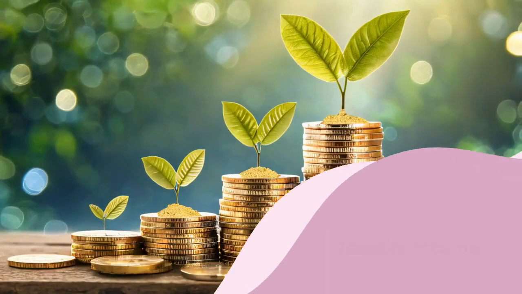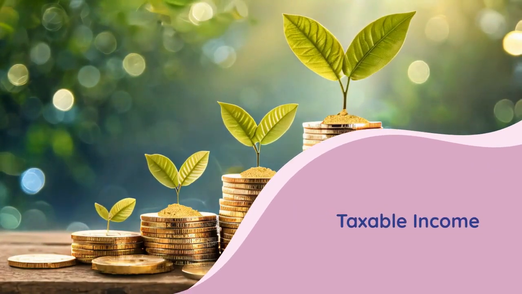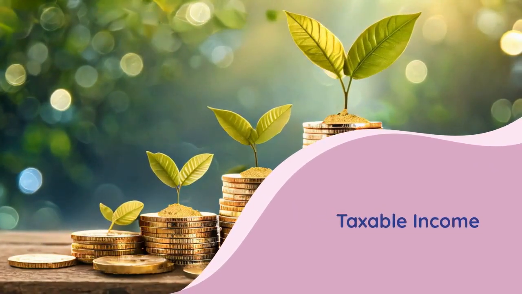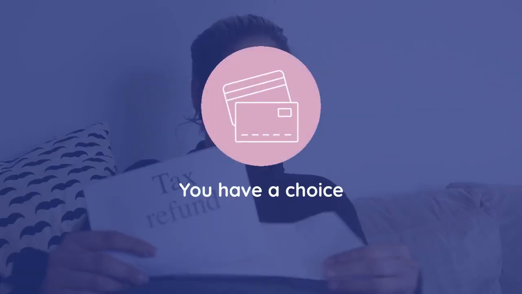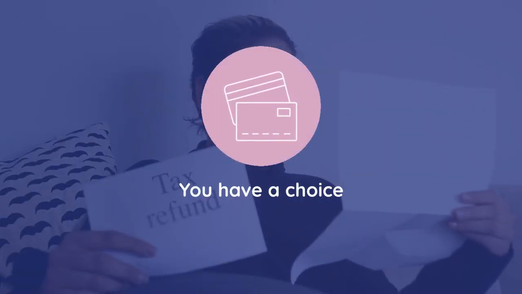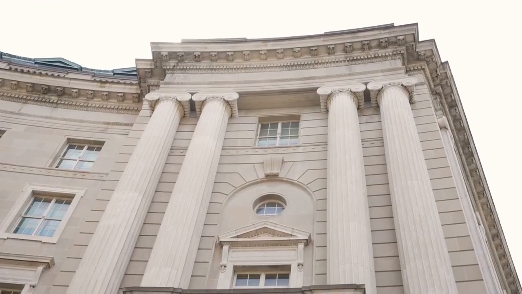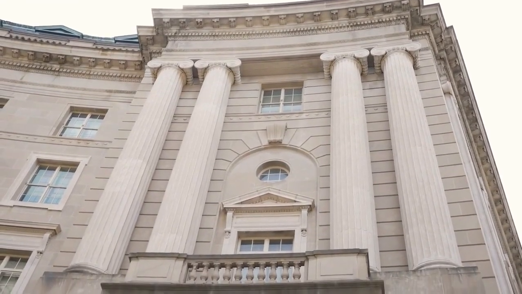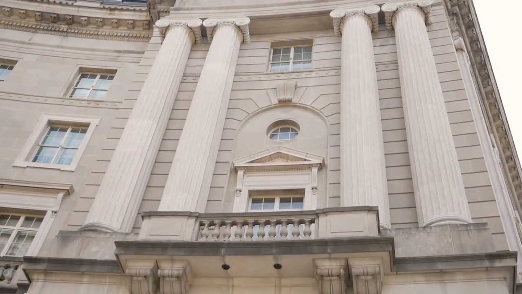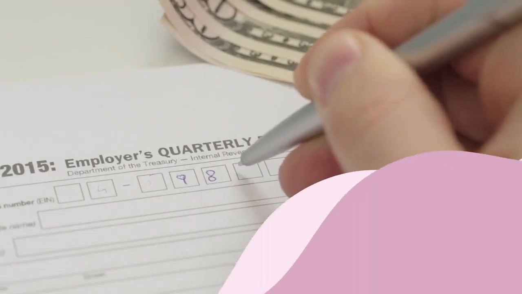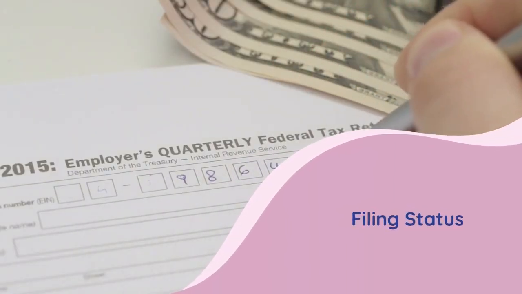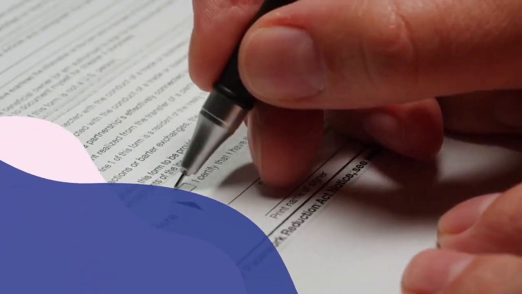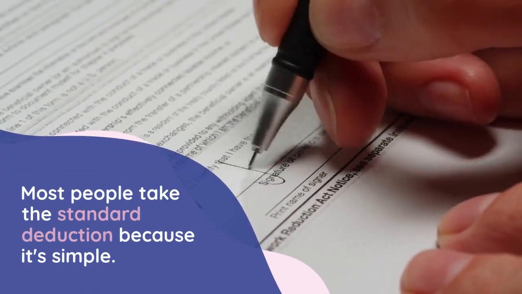The next big step is to lower your AGI even further to find your taxable income. You do this by subtracting deductions. Here, you have a choice. You can either take the standard deduction or you can itemize your deductions. The standard deduction is a fixed dollar amount set by the government that you can subtract, no questions asked. The amount depends on your filing status, like single, married filing jointly, or head of household. Most people take the standard deduction because it's simple.